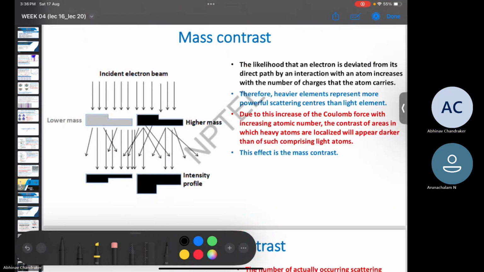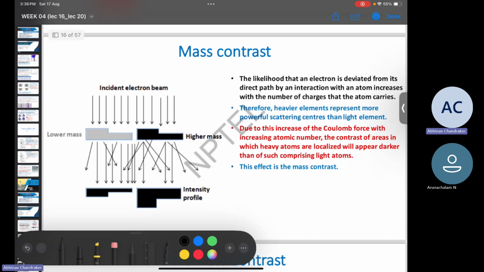So when we have a specimen which has different atoms or different phases of different atomic masses, so there might be a region which has atoms of higher mass, while another region might have atoms of lower mass, there will be a contrast in the image, and that kind of contrast is called mass contrast.